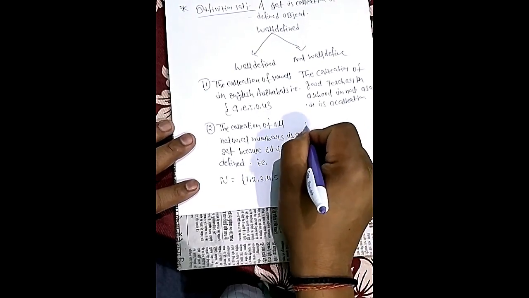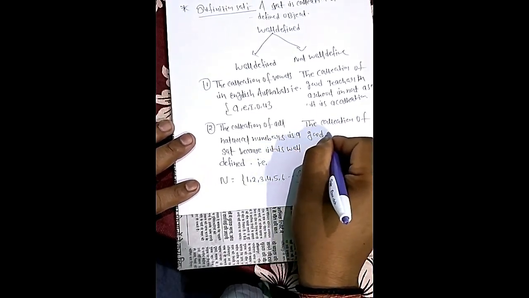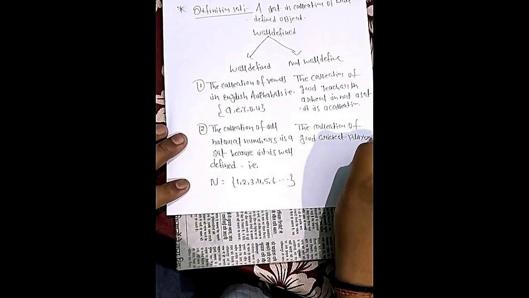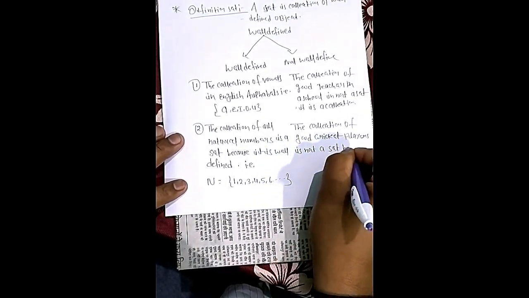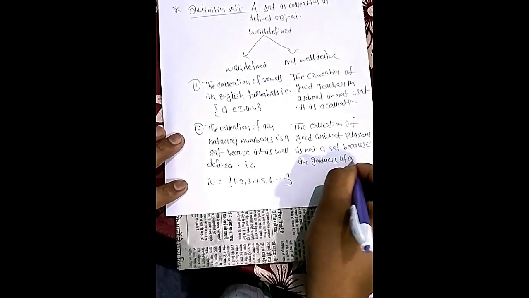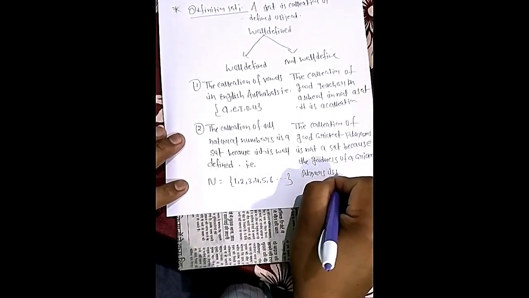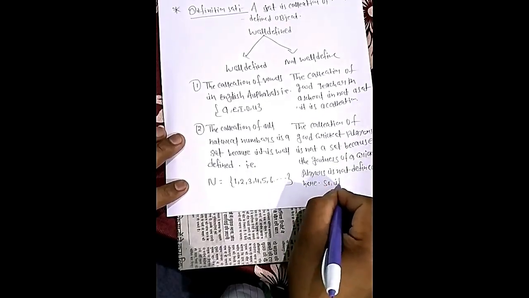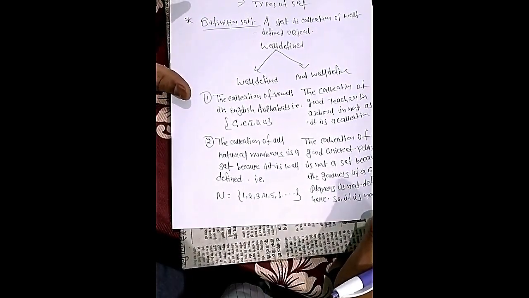Second example of not well defined: the collection of good cricket players is not a set, because the goodness of a cricket player is not defined here, so it is not a set. Clear, students?